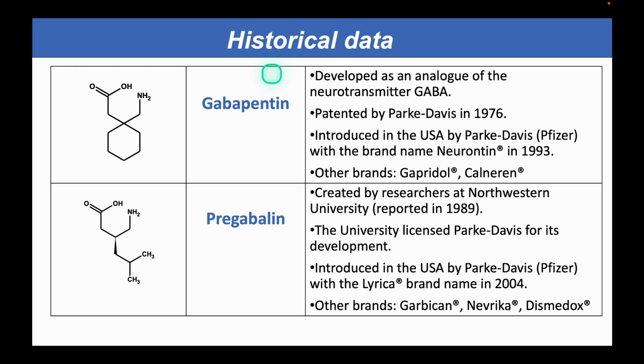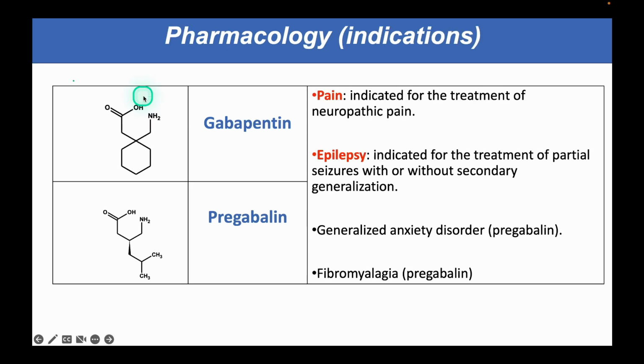Gabapentin was developed as an analog of GABA, patented by Parke-Davis, and introduced in the U.S. by Parke-Davis, now Pfizer, with the brand name Neurontin. Pregabalin was created by researchers of Northwestern University. The university licensed Parke-Davis for its development. It was introduced in the U.S. by Parke-Davis with the brand name Lyrica.